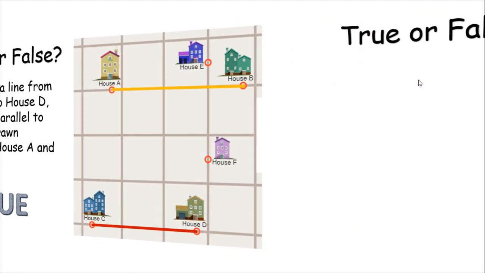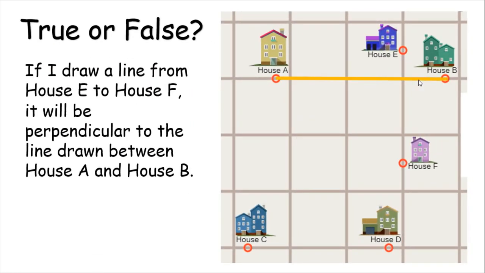Let's have a look at another one. True or false? If I draw a line from house E, so up here now in darker blue, to house F in purple, it will be perpendicular to the line drawn between A and B, to the yellow line. Okay, so if I put the line in, now is that perpendicular, true or false? Perpendicular. Have a think, pause it if you need more time.